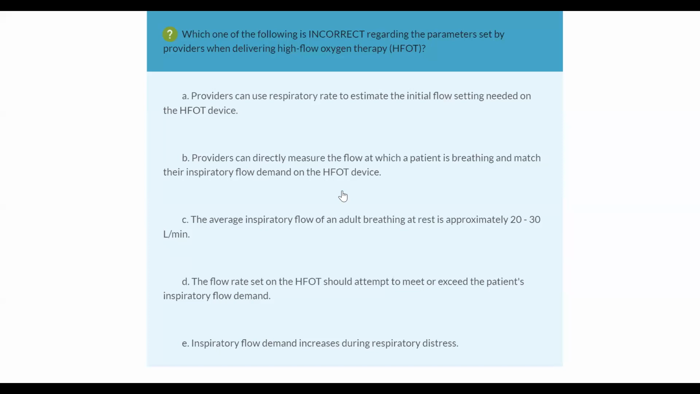And if the respiratory rate is low, then the inspiratory flow may be lower, and you can decide to decrease the flow. C is correct because, as we have been discussing, this is the average inspiratory flow for an adult, 20 to 30 liters per minute. For D, the flow rate should attempt to meet or exceed the patient's inspiratory flow demand. That's correct. That's your goal, so that you minimize respiratory effort. For E, inspiratory flow demand increases during respiratory distress. That's what happens. So we can go to the next question.